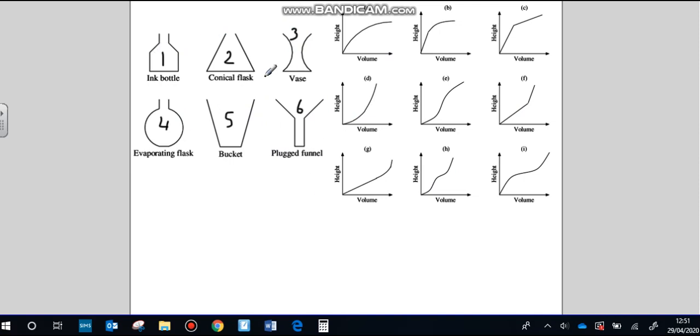Okay, this has come up on GCSE papers before, but it's just good fun to think about. So have a go at that and press pause, and I will put the answers up tomorrow or next lesson.